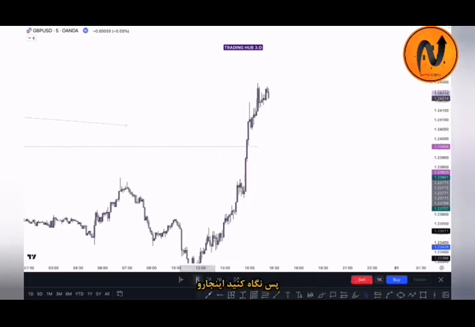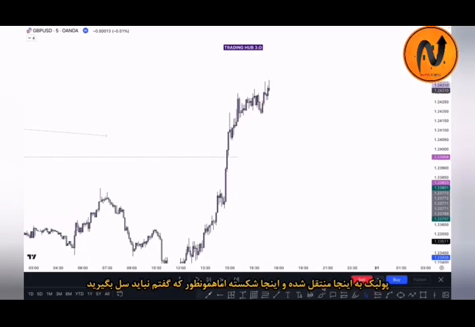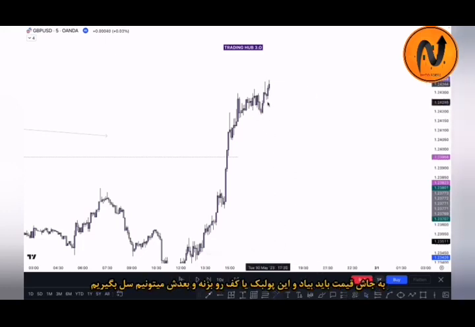So first of all, look at this one. So finally, what happened here? The market went up and broke this first pullback here. When the first pullback is broken, you don't need to trade anything here. You have to wait for it to break the next pullback, this one.